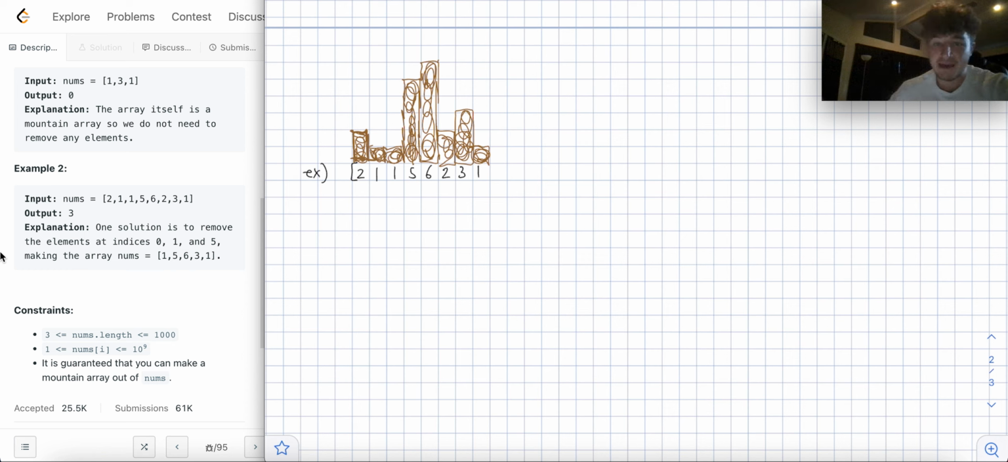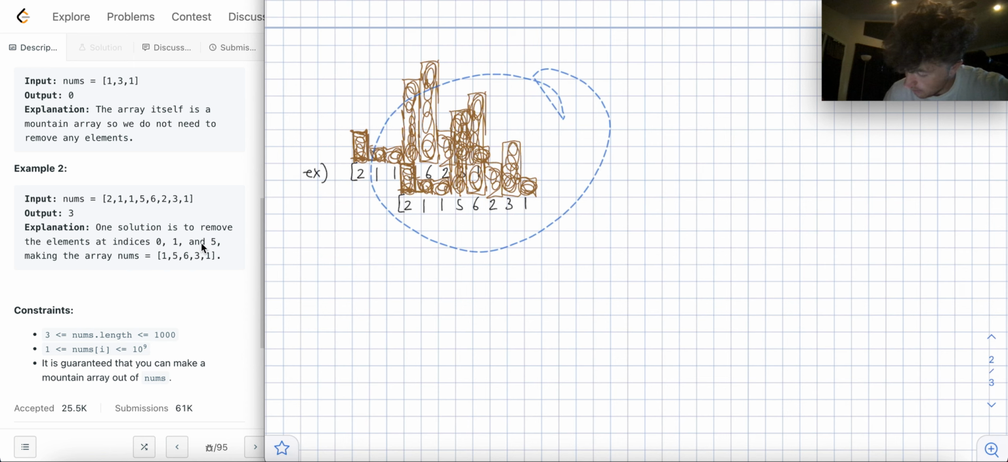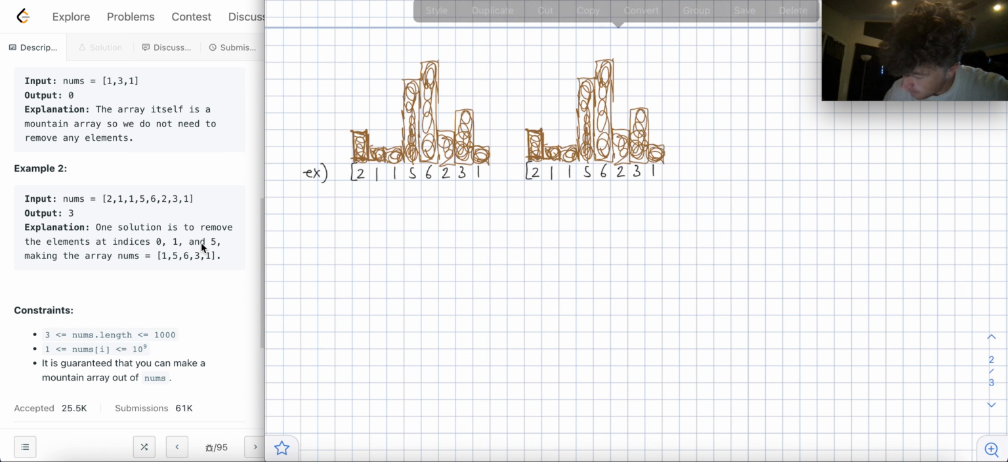Okay. So how are we going to make a mountain out of this, right? We need something where it's like an obvious mountain shape, right? It's increasing to a point and then decreasing, or increasing from one side, increasing from the other side up until that point. One solution is to remove the elements at index 0, 1, and 5.